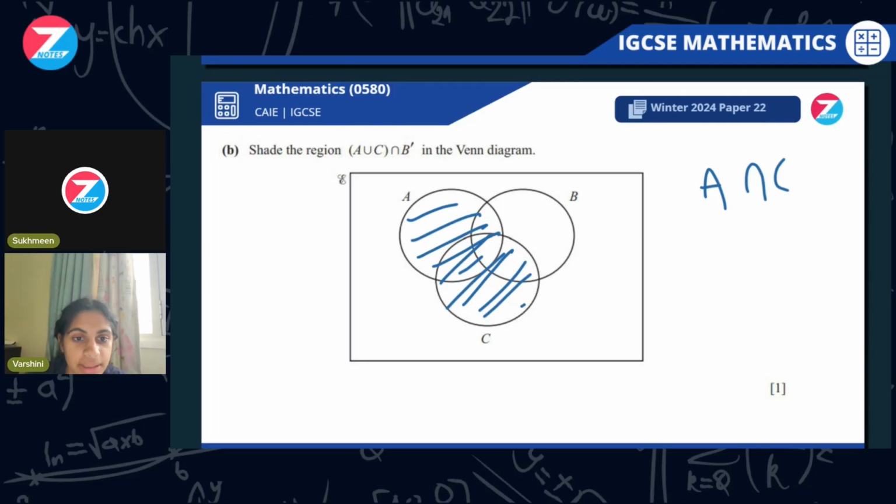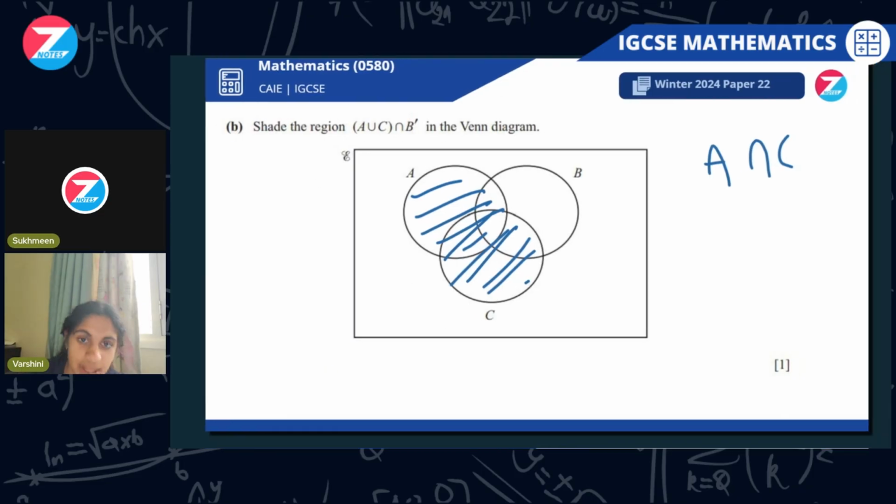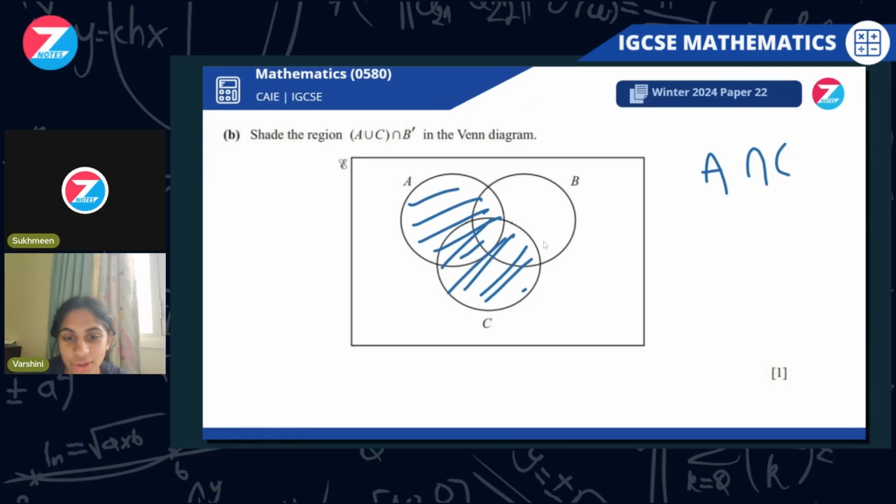Okay, so now for B, we're going to find B complement. For B complement, that's going to be everything outside of B. So we're just going to use the highlighter. It's going to be all of these parts, everything that doesn't come inside B. So now we want everything that comes under A union C, which also doesn't come under B. That's going to be the parts where the lines intersect with the crosses. So now we can see it's these three parts. These three parts have both.